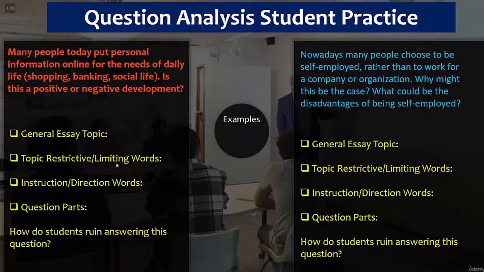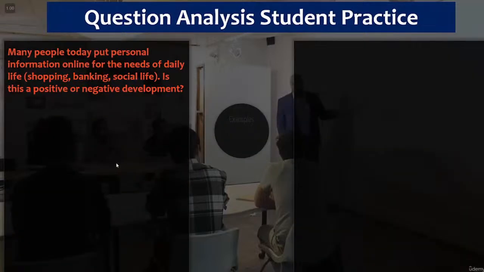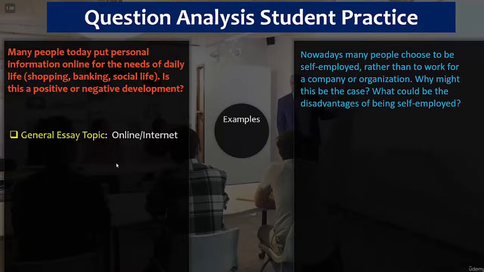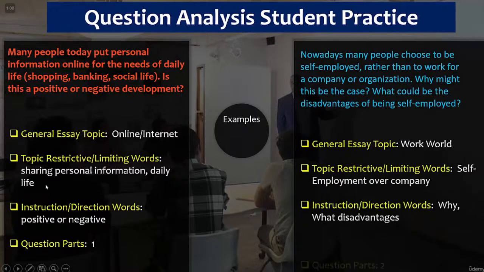All right, go ahead, stop the lecture, pause for a minute or a minute and 30 seconds, and do your question analysis. Pause the lecture. All right, so for our first question in red, the general topic is online internet. Our restrictive language, sharing personal information for daily life. Direction words, positive or negative, 1 part.